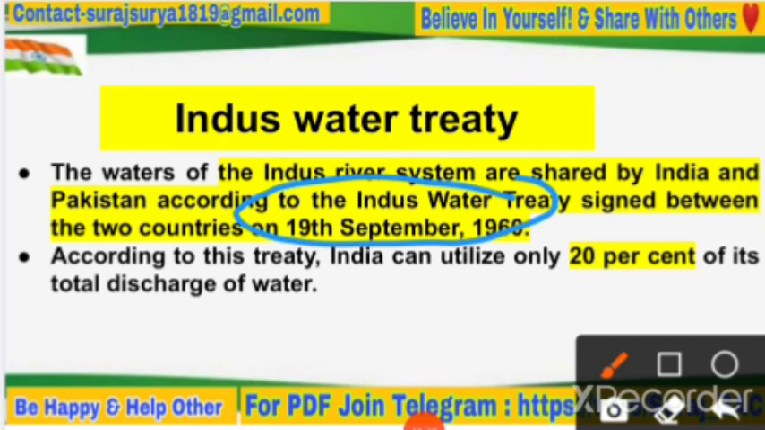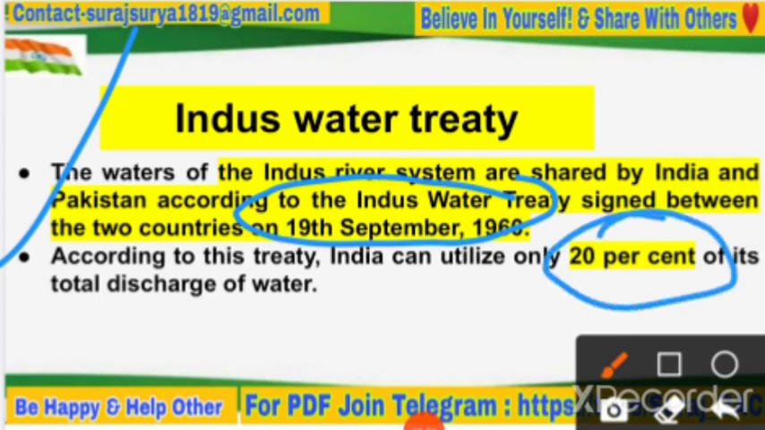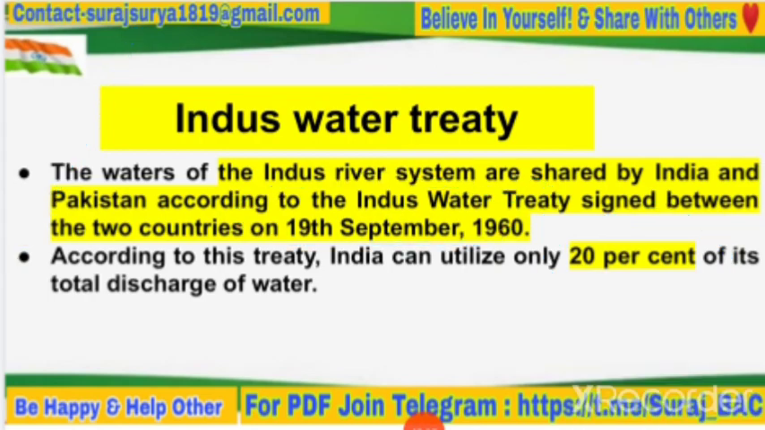The waters of the Indus River system are shared by India and Pakistan according to the Indus Water Treaty, signed between the two countries on 19th September 1960. According to this treaty, India can utilize only 20% of the total discharge of water. This is the important point. How much percent? Only 20% of the total discharge of the Indus River system; if India wants to utilize the water of the Indus River system, it is only 20%, nothing more.